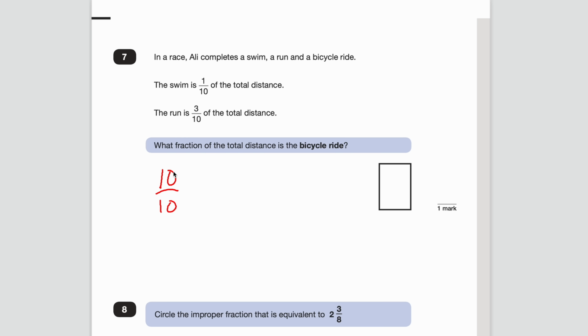So the swim is one of these. So if you subtract the swim, 1/10. You could do this a lot quicker in your head, but just to show you my thinking, the swim, we've got rid of that now. So we've still got 9/10 to play with. The run is 3/10. So if we subtract 3/10 from that, 9/10 subtract 3/10 is 6/10. That's all we've got left. There's no other events. So what fraction is the bicycle ride? It's 6/10.